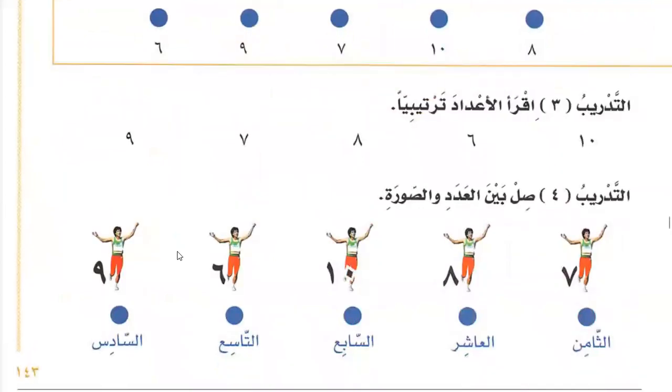Third exercise: read the ordinal numbers. So you just need to read them. Al-ashir, As-sadis, As-thamin, As-sabi, At-tasi. Fourth exercise: join the number and the picture. So this one is As-sabi. Join it with Sabi. This one is As-thamin. Join it with Thamin. Join this one with Al-ashir.